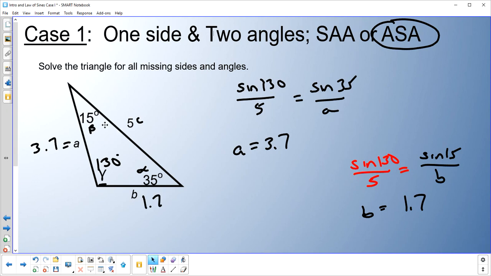Again, our quick recap check: 15, the smallest angle, is opposite the small side, the largest side by far, 5, is opposite the largest angle by far, and 35 and 3.7 are opposite of each other as well.